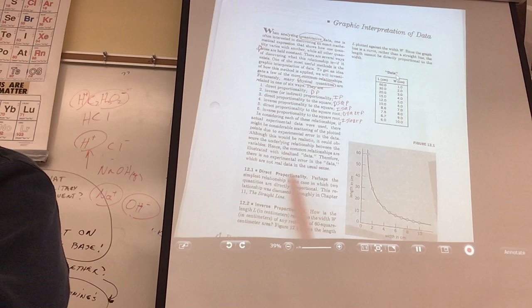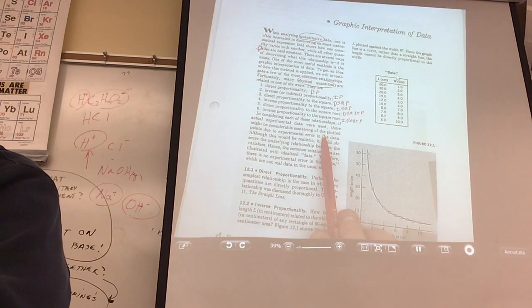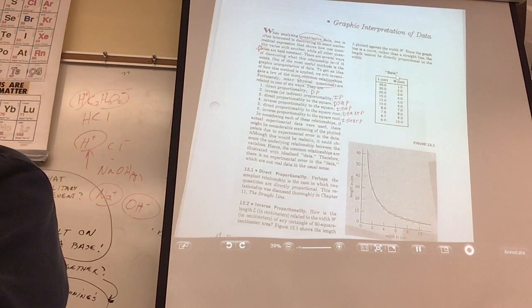See if you can understand this paragraph, okay? I'm going to read it, and it's Monday morning. See if you can still understand it. Right? In considering each of these relationships, if actual experimental data were used, there might be considerable scattering of the plotted points due to experimental error in the data. Although this would be realistic, it would obscure the underlying relationship between the variables. Hence, the common relationships are illustrated with idealized data. Therefore, there is no experimental error in this data, which is not real data in the usual sense.